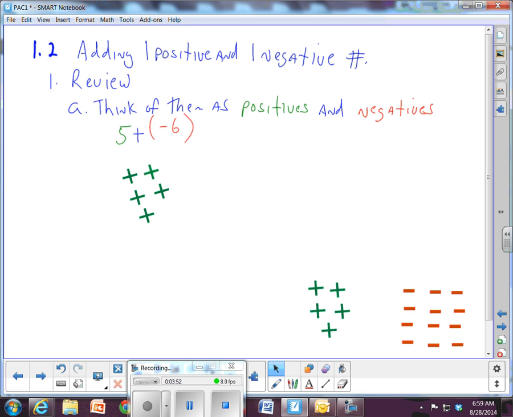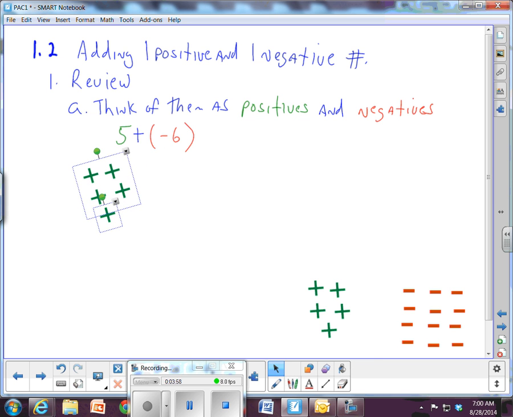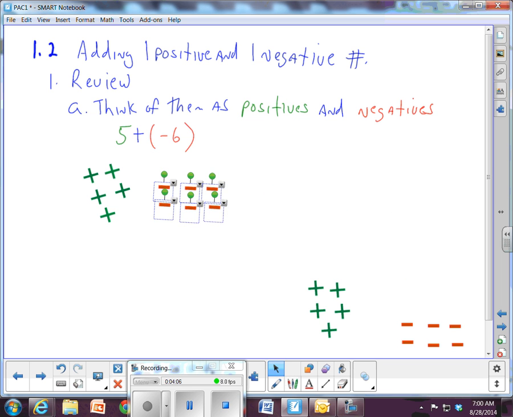Okay, so what I'm trying to represent right here is positive 5, right? We've got 5 positives right there. And let me see if I can grab my negatives, no, they want to spin too. Wonderful, there we go. Okay, so here's the situation. We've got 5 positives and we've got 6 negatives. That's the way you want to think of these numbers. In whatever the format is, you want to think of them as positives and negatives.